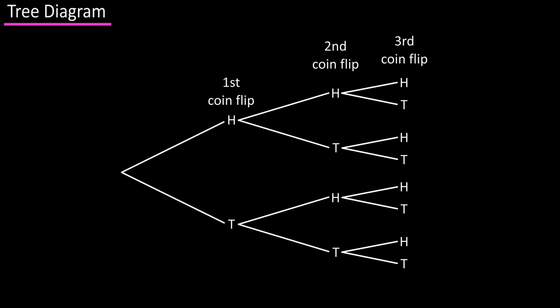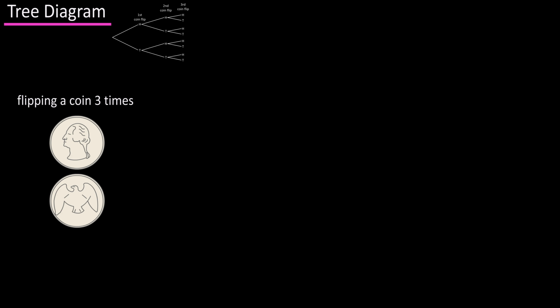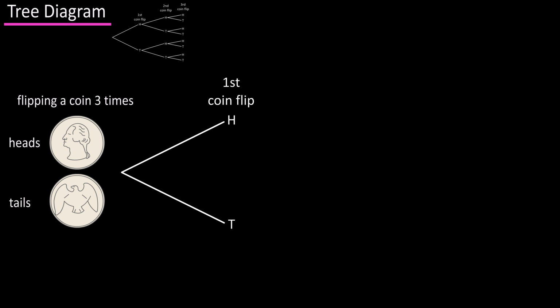A tree diagram is basically a visual way to write out a sample space and calculate probabilities. For instance, we could draw a tree diagram for flipping a coin 3 times. So the first flip could be heads or tails. So we branch these off from one another. And at the end of these branches, we can put an H or a T for heads or tails.